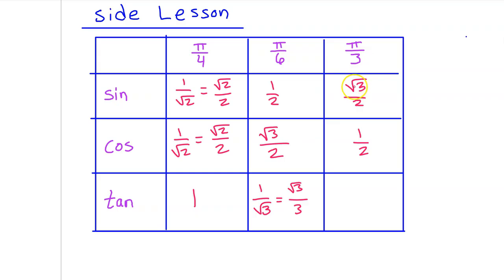Again, when you divide sine by cosine, the denominators will cancel each other out. That leaves you with numerator divided by numerator. Radical 3 divided by 1 is radical 3. So that's the tangent of pi over 3. Obviously, for this exercise, we are working with the tangent function. So focus on the fact that the tangent of pi over 4 is 1, the tangent of pi over 6 is 1 over radical 3, or radical 3 over 3, and the tangent of pi over 3 is radical 3.